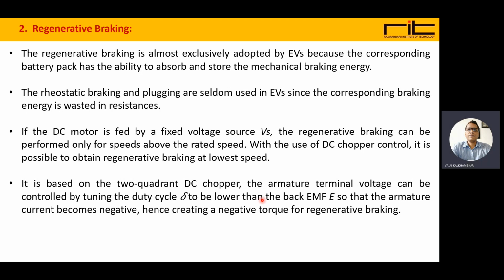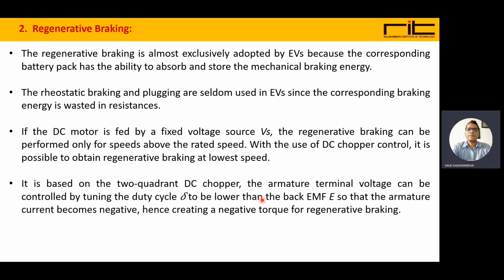If a DC motor is fed by a fixed voltage source, regenerative braking can be performed only for speeds above the rated speed. So the speed has to be above the rated speed, then it is possible to get regeneration when a fixed voltage source is there. With the use of a DC chopper, it is possible to obtain regenerative braking at lower speeds.